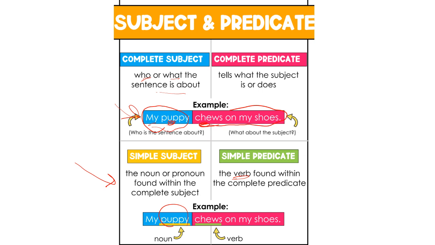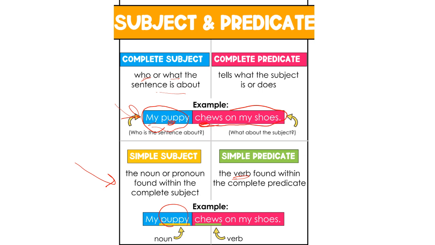Simple subject is the noun or pronoun found within the complete subject. So in any complete subject, we have a simple subject. The simple subject in this sentence is going to be puppy. Okay? And what's the simple predicate? We are always looking for the verb. So it's going to be chews. Okay? So generally speaking, in the sentence, my puppy chews on my shoes.